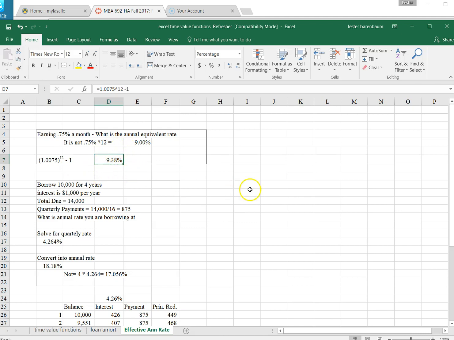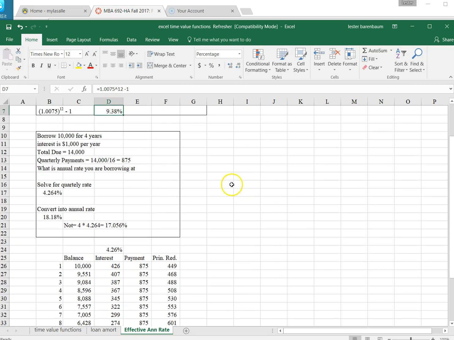An example of this concept is shown below. Let's assume that you borrow $10,000 for 4 years at a simple interest rate of 10%. So your interest is $1,000 a year. So your total due on the loan is $14,000. The $10,000 you borrowed plus interest for 4 years, $4,000, is $14,000.